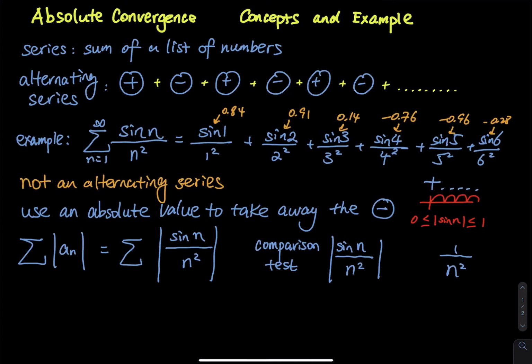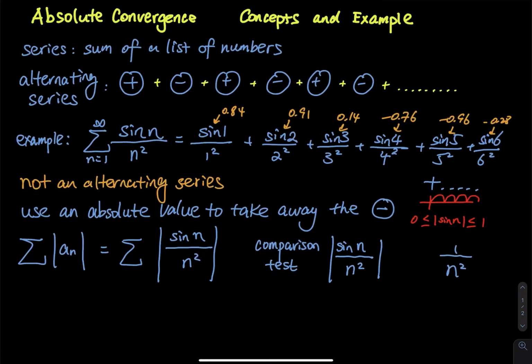So let's take a look at the first few terms. When n is equal to 1, you have sine 1 divided by 1 squared. When n is equal to 2, you have sine 2 divided by 2 squared. When n is equal to 3, you have sine 3 divided by 3 squared, and so on and so forth. But if you use your calculator, set your calculator on radian mode, and take a look at the value of sine, sine 1, 2, 3, they are positive. So that is not an alternating series because the first three terms are positive.